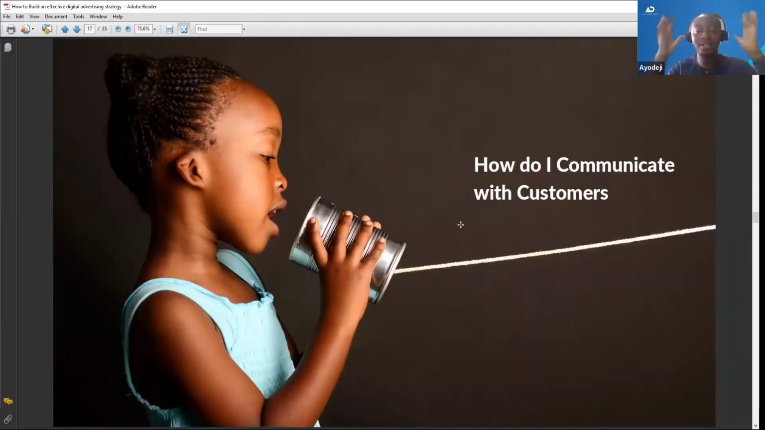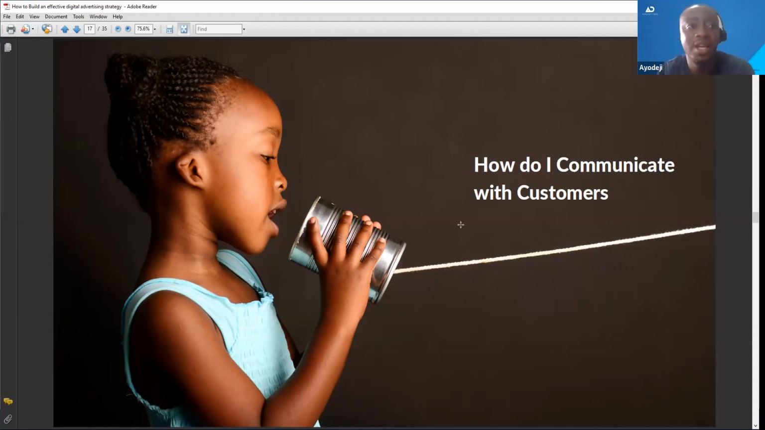Now that we've identified the customers, the question is, how do I communicate with the customers? How do I communicate with them? Remember what I said to you. Once you've identified your customer segments, then you have to talk to those customer segments in a way that they would appreciate.